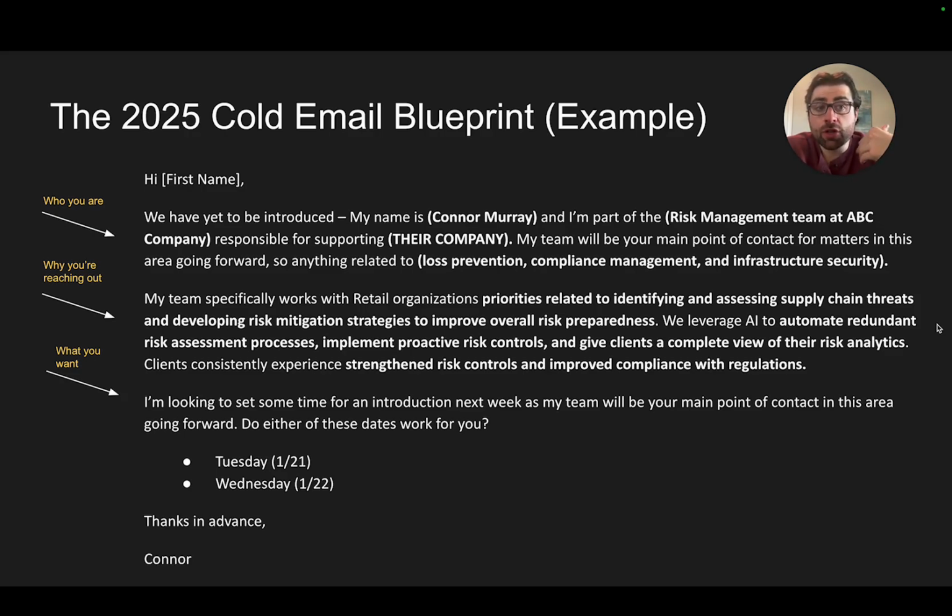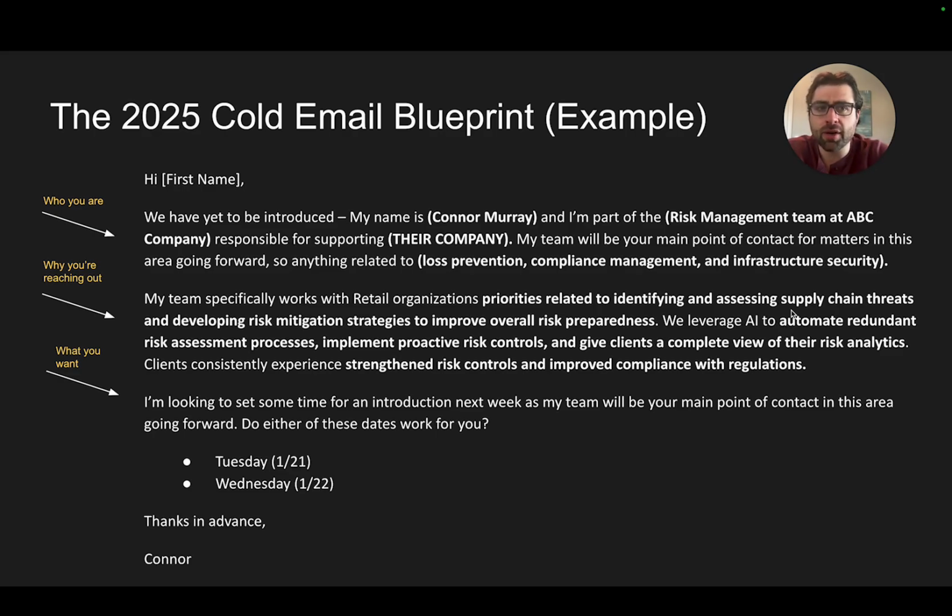You can be confident knowing I've tested this out with reps across SMB, mid-market, upmarket, across a variety of different verticals and segments. This framework, this 3-body paragraph, who you are, why you're reaching out, what you want, with 2 options where they can pull up the calendar, it works. It gets responses. There's ways you can tweak it and make it better depending on your specific situation, but you can be confident knowing this is a framework that works.